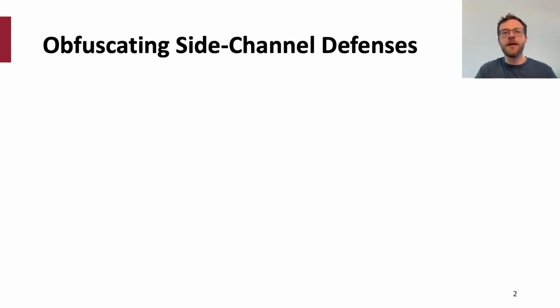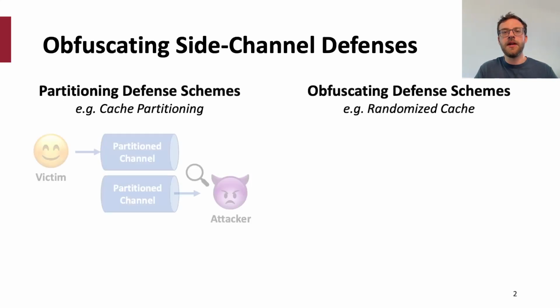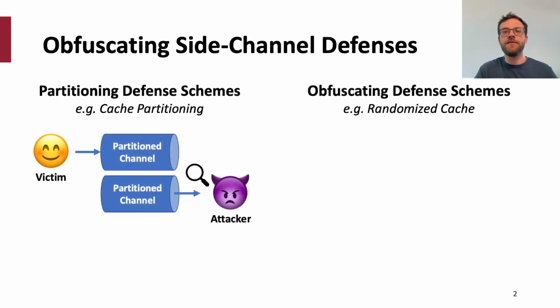Microarchitectural side channels enable an attacker to exfiltrate information via the observable side effects of a victim's execution. Defense schemes which protect against these side channels can be broadly classified into two categories: partitioning and obfuscating. Partitioning defense schemes completely isolate a victim and attacker's access patterns, ensuring that the attacker cannot learn anything about the victim's accesses to the shared resource. While partitioning schemes offer total security, their inflexible nature can significantly degrade system-wide performance.